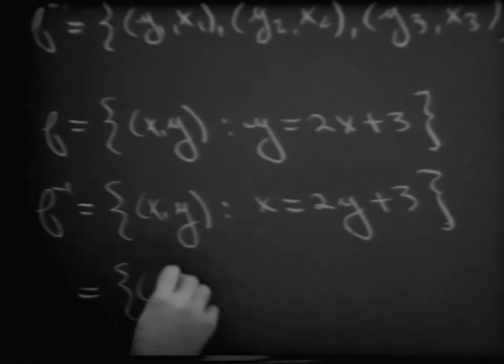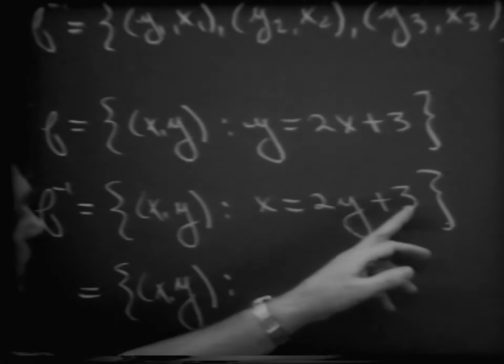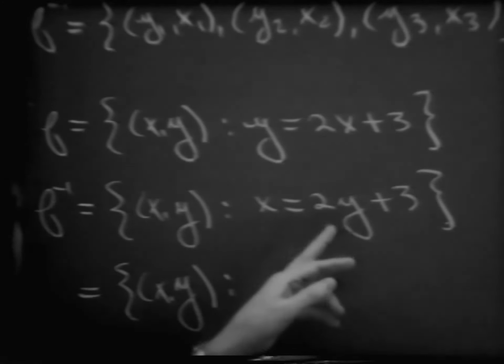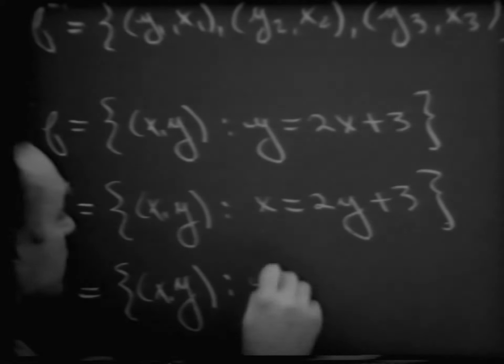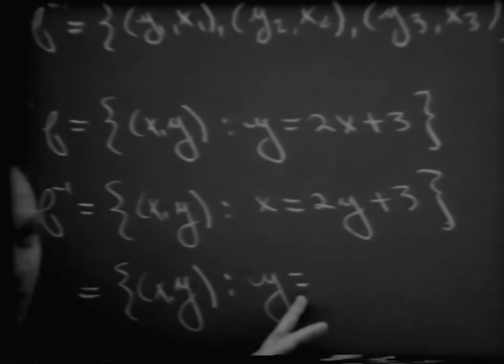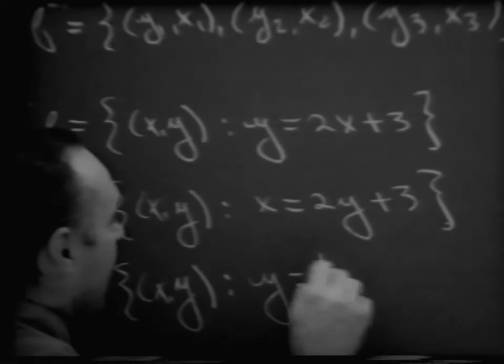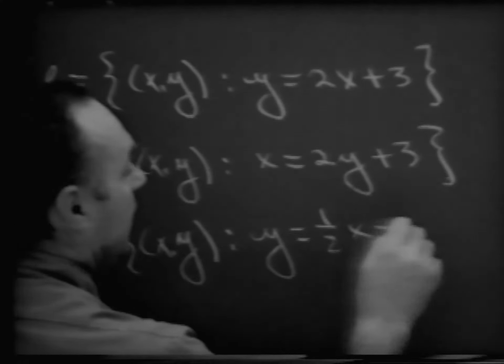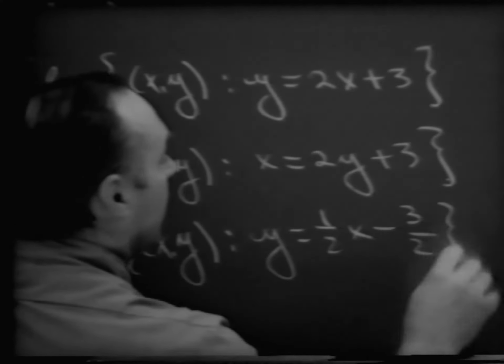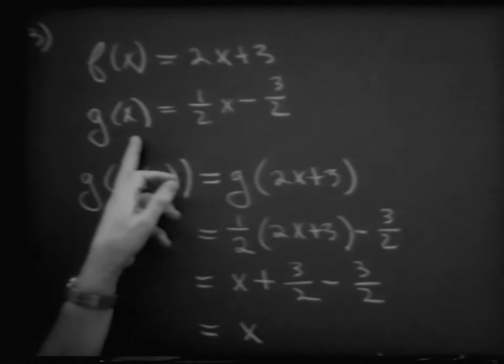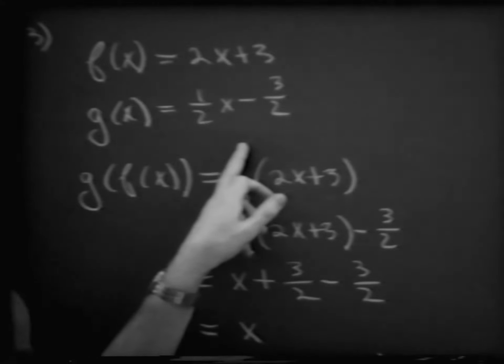And just looking at that, you say, well, let's see, if I were to subtract 3, I'll have x minus 3. I then will divide by 2, and that then will give me y equals what? 1/2 x minus 3 halves. And lo and behold, if we come over here, for example, and look at our g function, that's exactly the formula that we have. Okay?